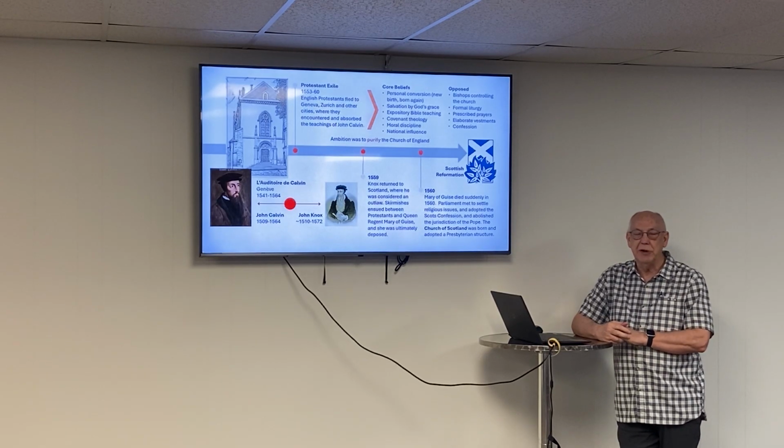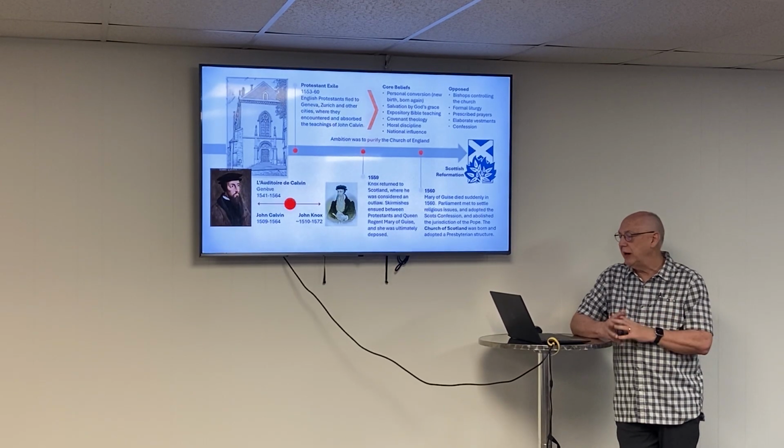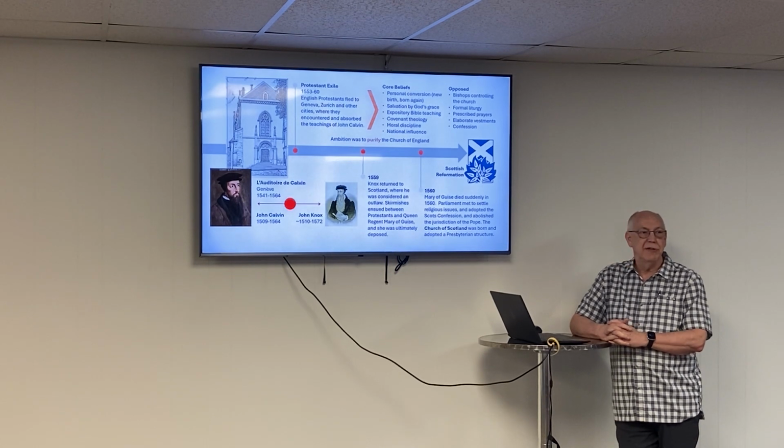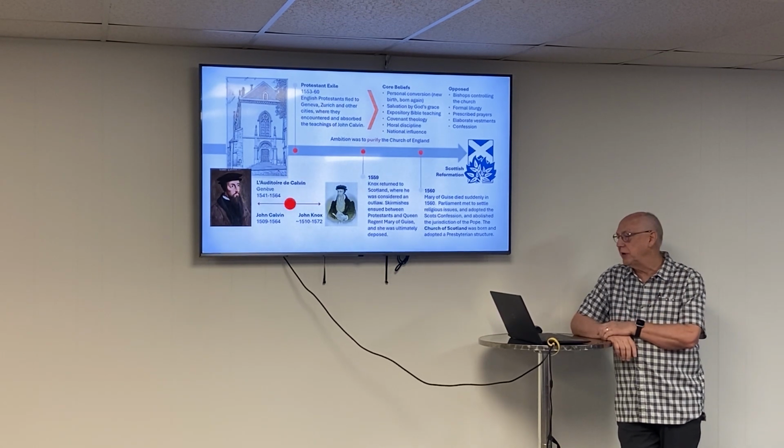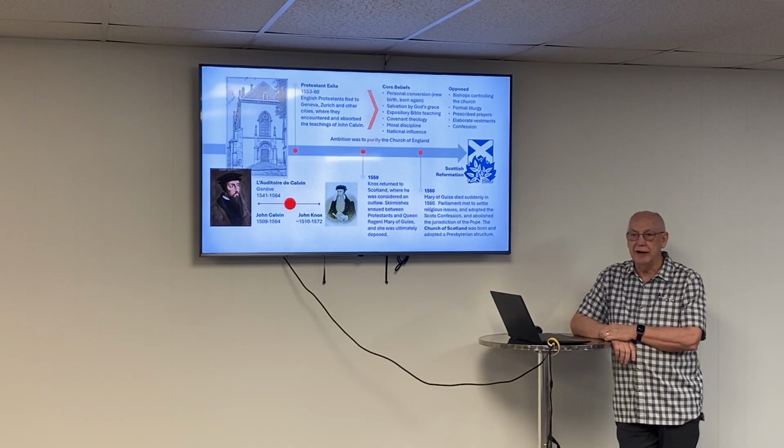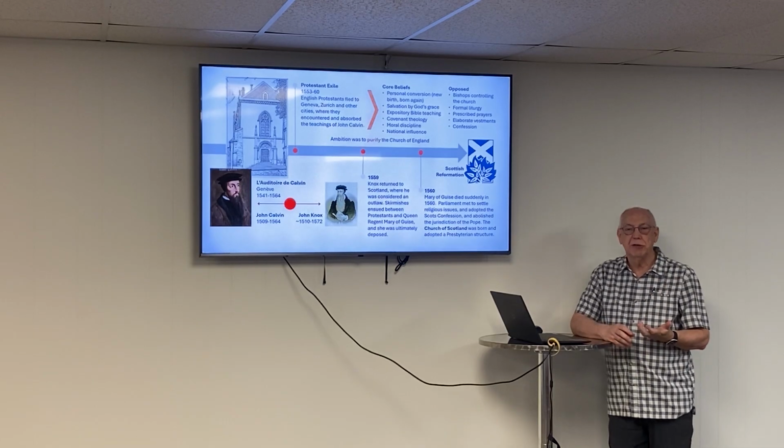Covenant theology. We're not going to do a deep dive on covenant theology right now. I think later this summer we're going to do a couple of lessons on covenant theology and dispensationalism, so we'll cover that a little bit later this summer. Moral discipline. National influence was also important.